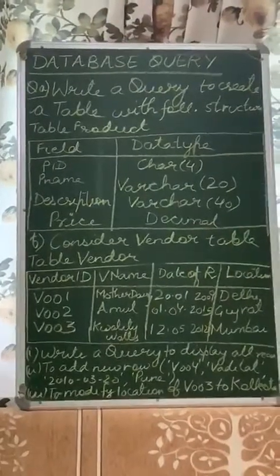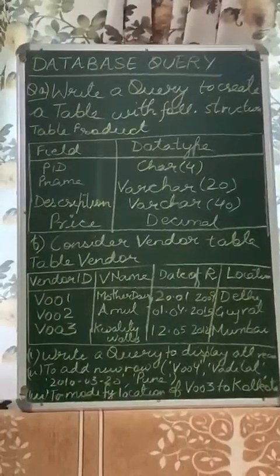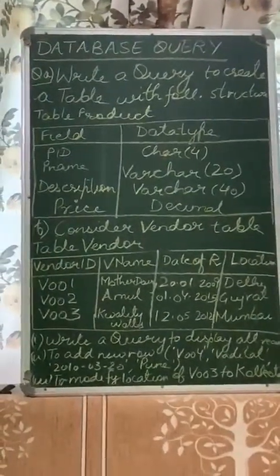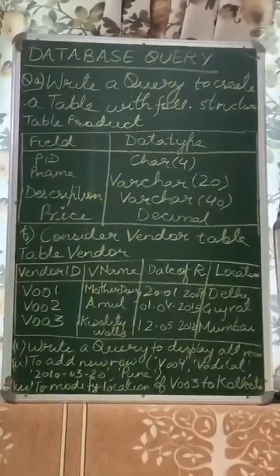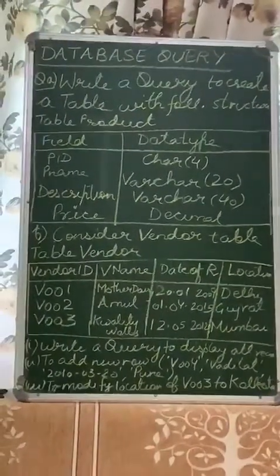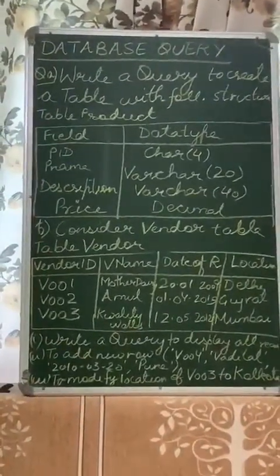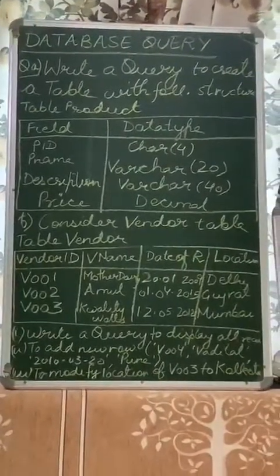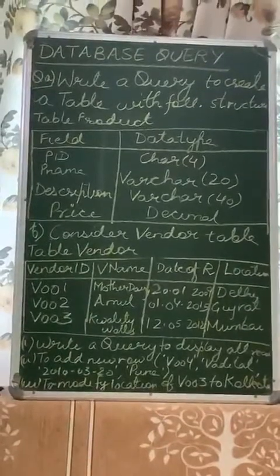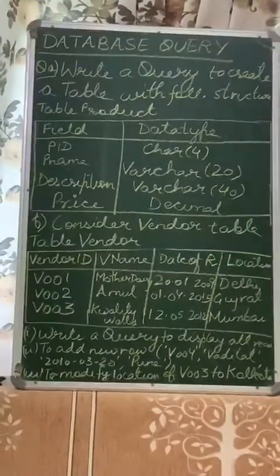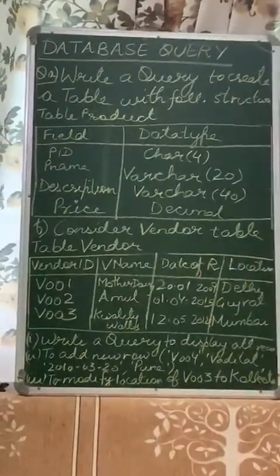First question A says, write a query to create a table with the following structure. Table product. That means the name of the table has been given as product. Then the structure of the table is given, in which you have been given a field and its data type. Field means the column names of the table are given and their respective data types are also given in the question. So field is PID, that is product ID.